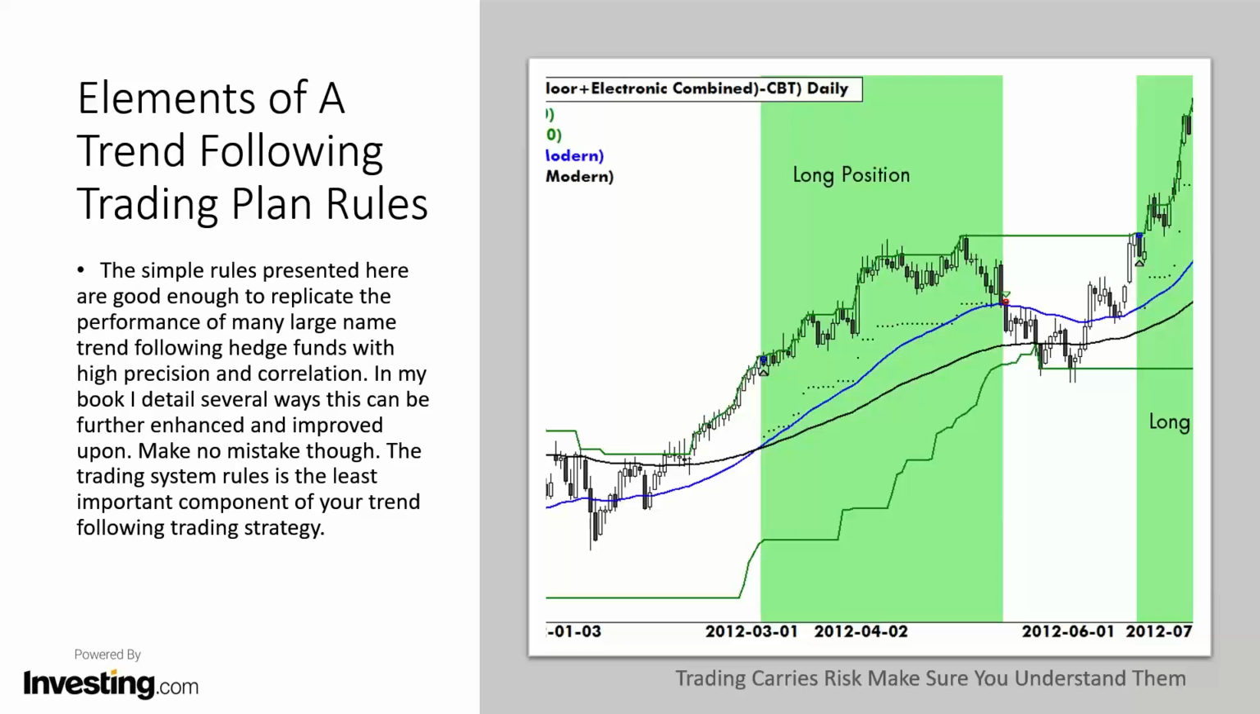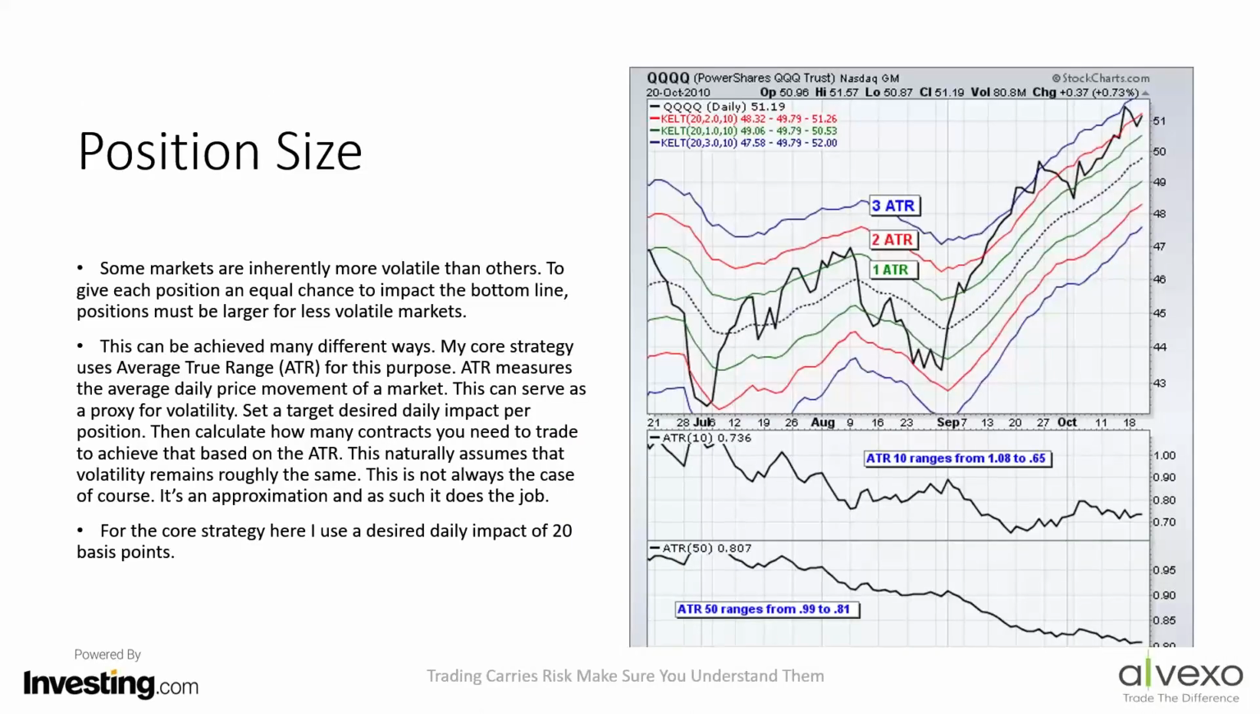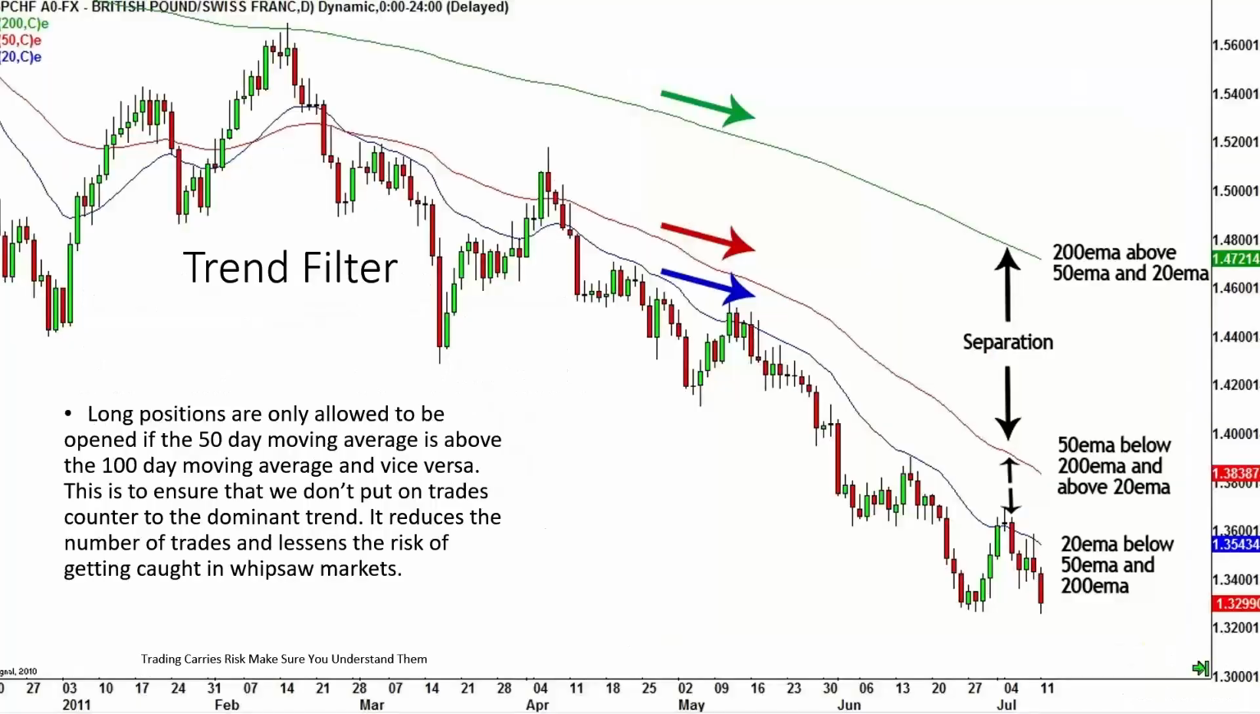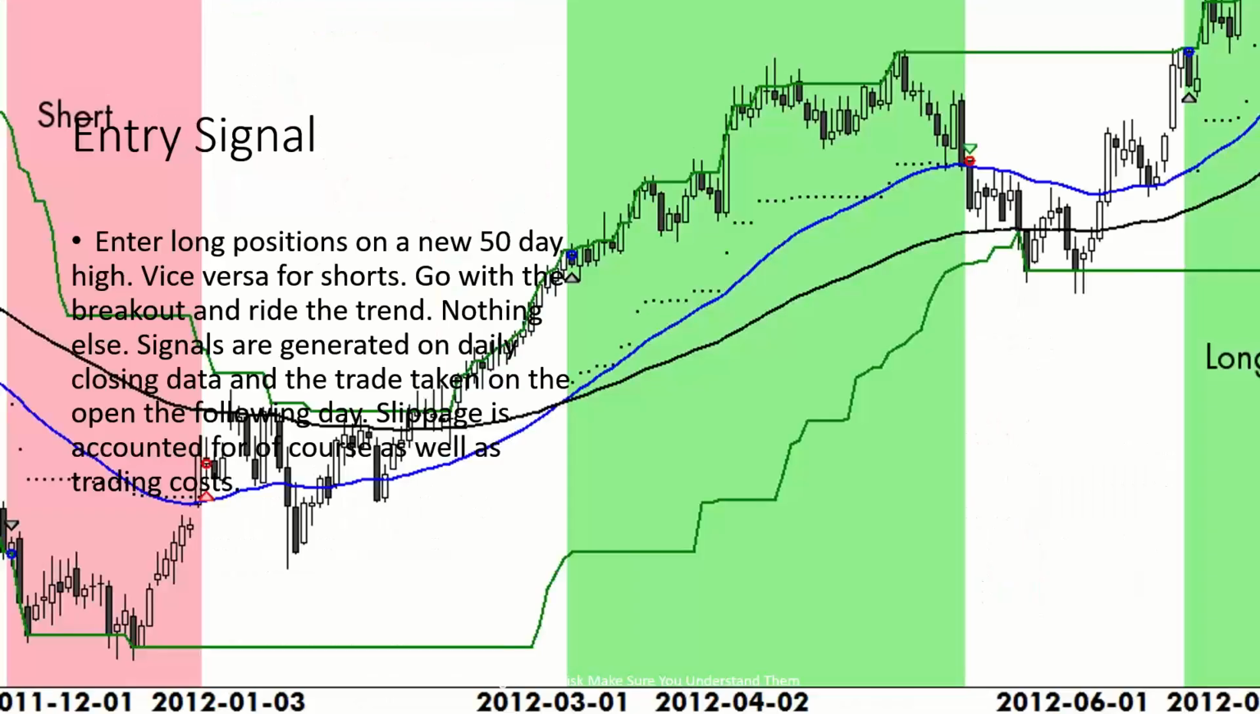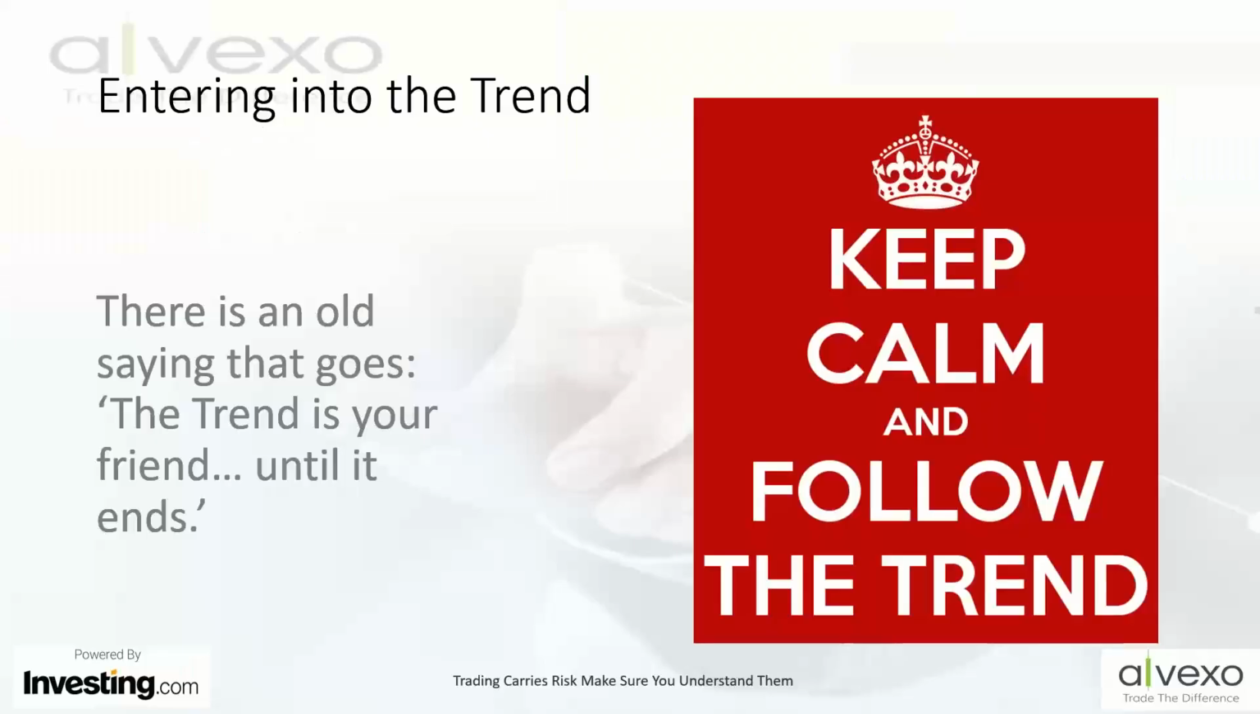The simplest rules presented here are good enough to replicate the performance of many large name trend following hedge funds. In my personal preference, I've detailed these several different ways. But make no mistake, the trading system rules are the least important component of your trend following strategy. You need to look at position size, your trend filter, the quality of the trend, and how you're going to get your entry points. And remember, there's an old adage that goes, the trend is your friend until it ends.